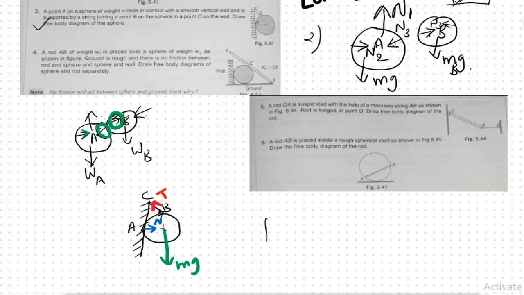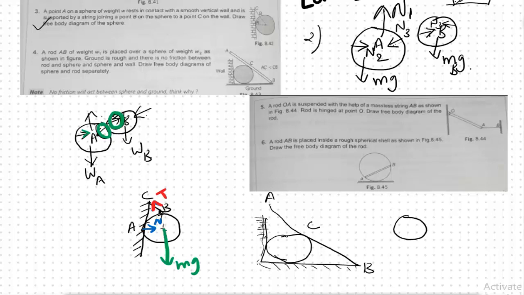So I'm going to redraw the picture over here. This is the wall and this is the ground. Here the sphere is kept like this, and here the rod also. This is A, this is B, and this is C. Now we need to find out which forces are acting. Here I'll consider them separately as we did in the previous case.